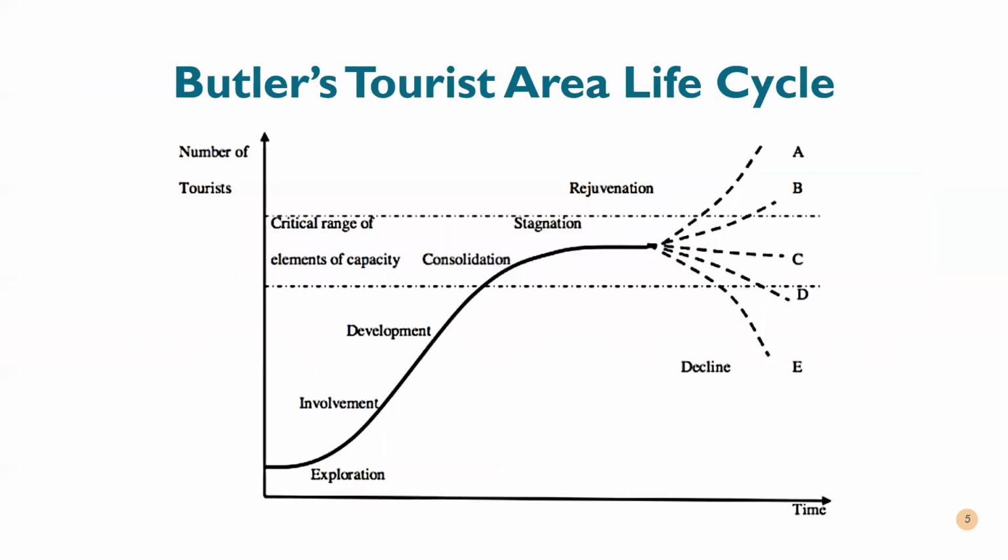So let us look at Butler's tourist area life cycle. Butler proposed that most tourist destinations go through a six-stage model. He termed this a destination life cycle. Butler suggested that tourist numbers may be used for the S-shaped life cycle. Butler's model used the study of the evolution of a tourism destination to the decline and rejuvenation of the destination. So here are the stages of Butler's tourist area life cycle.